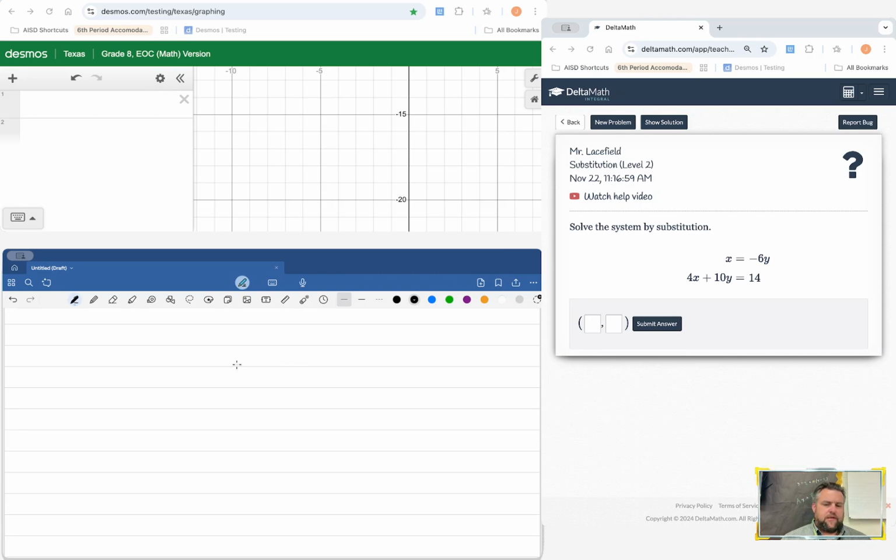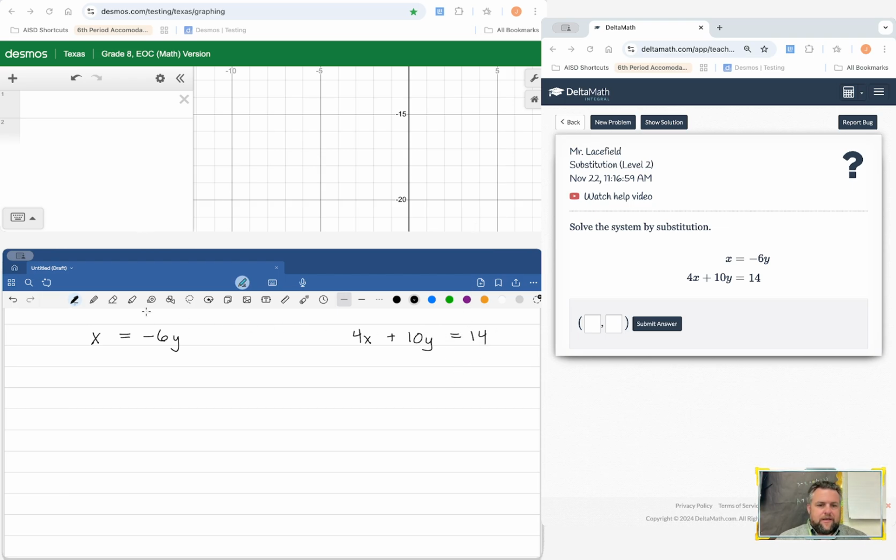Good morning. Today we are solving systems of linear equations using the substitution method. The problems that I'm going to show you today are what we call level 2 problems. Level 1 was when you had y equals on both equations. Level 2 is slightly different. So here we have two equations, x equals negative 6y, and then we have 4x plus 10y equals 14.